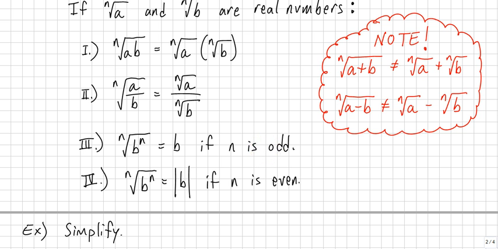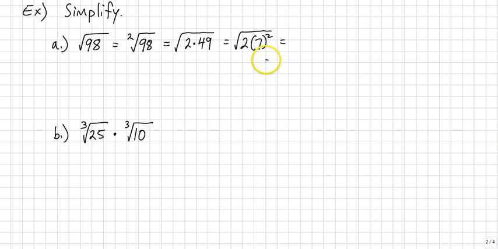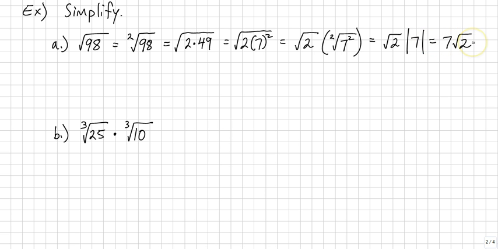on my radicand. So look, I can split this up into the square root of 2 times the square root of 7 squared. And I have the square root of 7 squared. See how they're both even. So that'll end up being the square root of 2 times the absolute value of 7. Well, the absolute value of 7 is just 7, so I end up with 7 times the square root of 2.